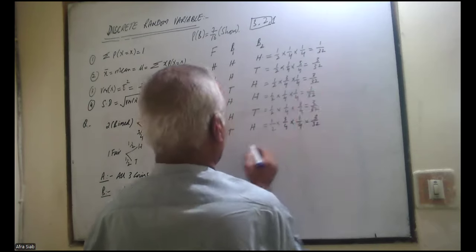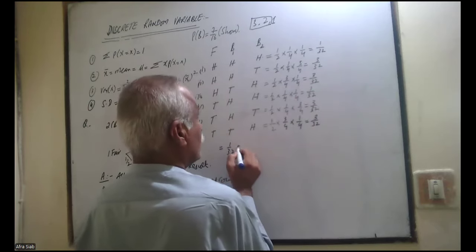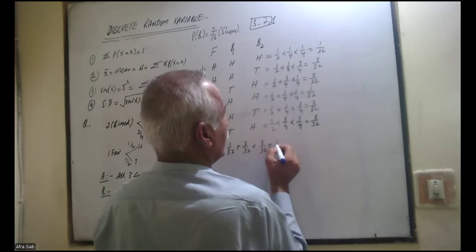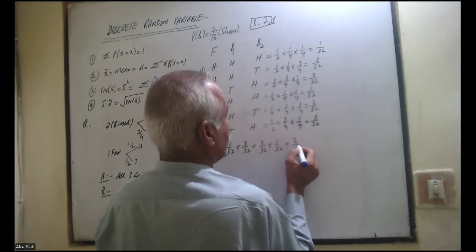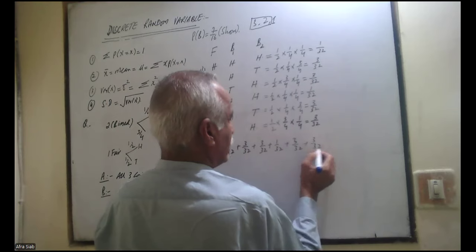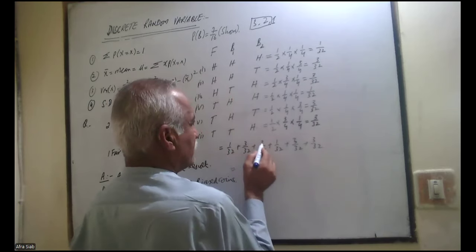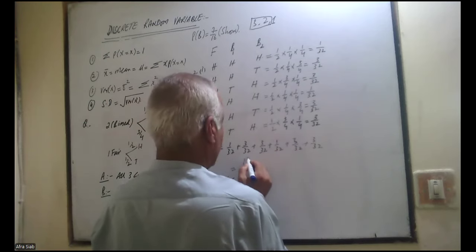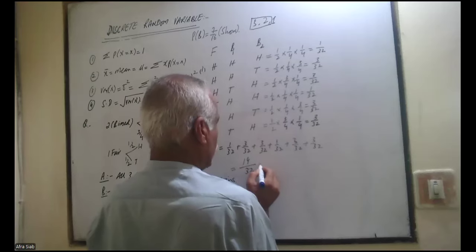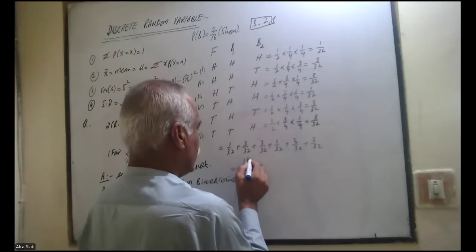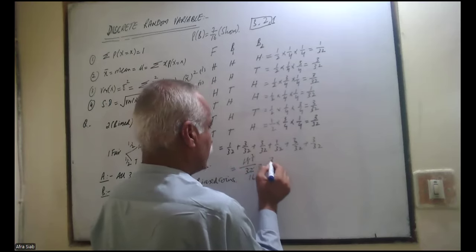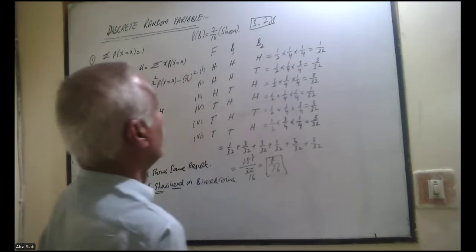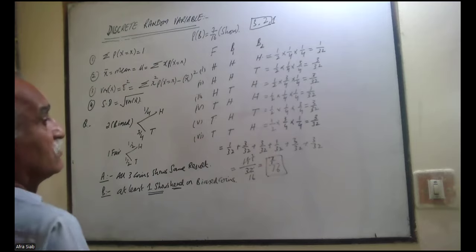So if we add up all these values, it should be equal to 1 over 32 plus 3 over 32 plus 3 over 32 plus 1 over 32 plus 3 over 32 plus 3 over 32. And that is equal to 4 plus 3, 7, plus 4, 11, plus 3, 14 over 32. And if we simplify this, it is equal to 7 over 16, which we had to show. So the probability of B is equal to 7 over 16.